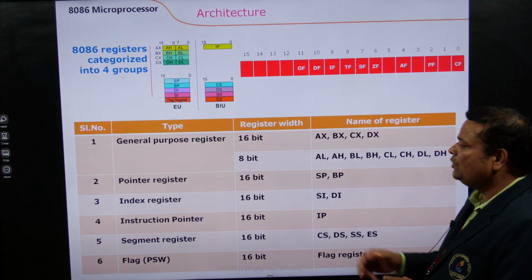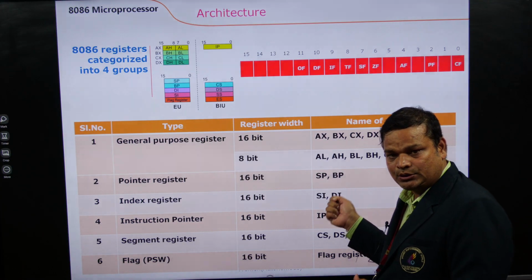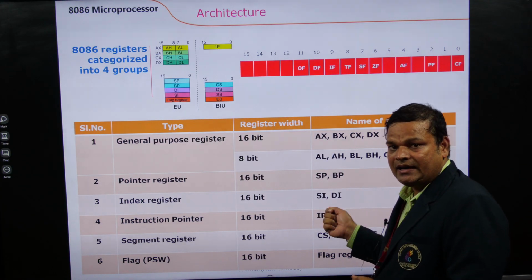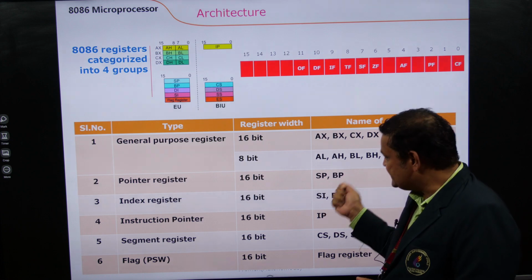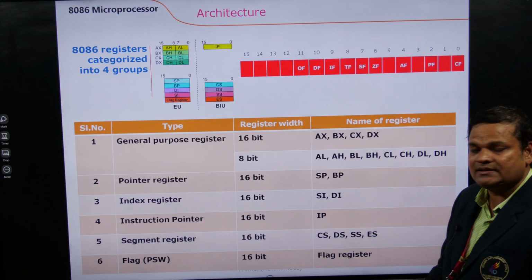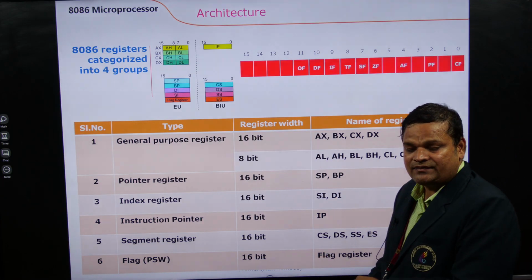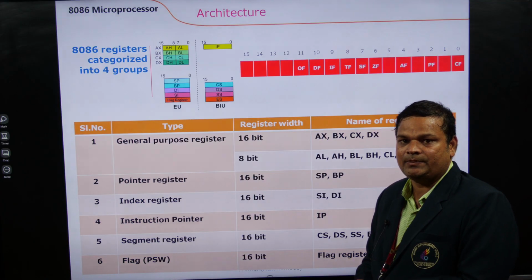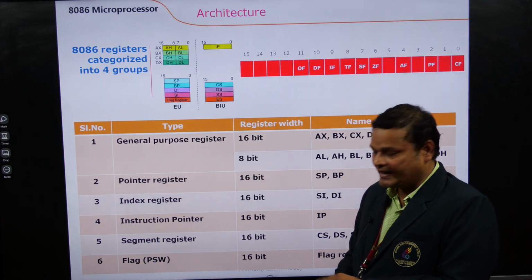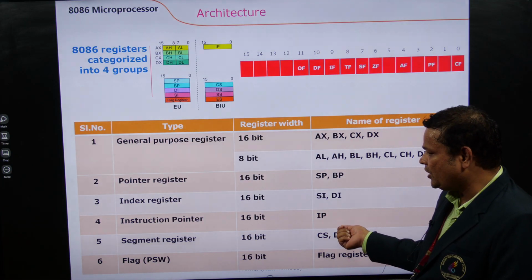Then we have 2 pointer registers, called the stack pointer and the base pointer, and these are needed for generation of the physical address along with the segment address. Next come the 2 index registers, SI and DI. These index registers also play a vital role in generating the 20-bit address whenever we access data in array format.